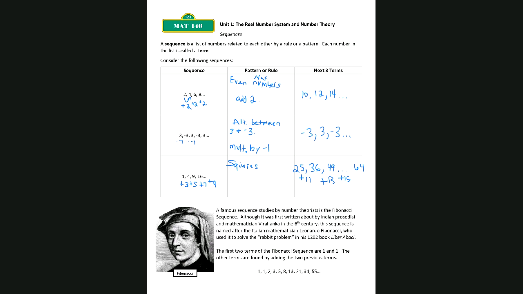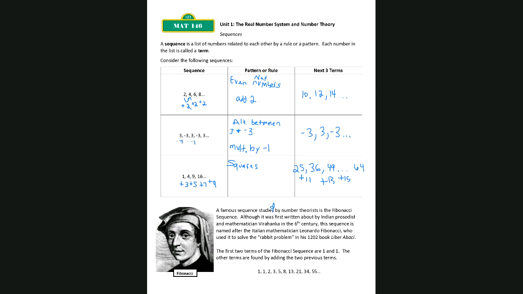So one famous sequence that is studied, and that should be studied, by number theorists is the Fibonacci sequence. Although it was first written about by Indian prosodists, and a prosodist, I guess, is just a person who studies language and how words are arranged.